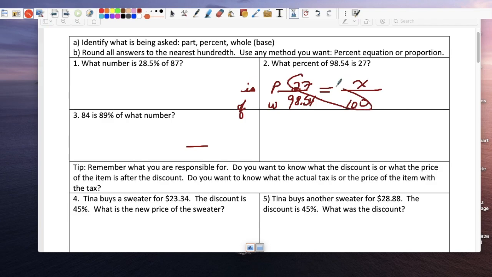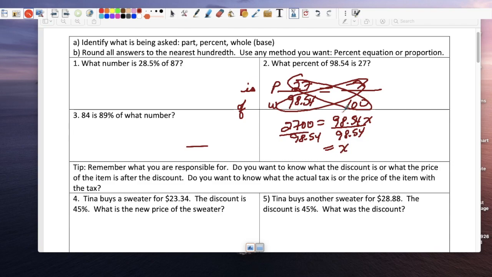So you can cross multiply, and we get 2700 equals 98.54x. I divide both sides by 98.54, and this is going to give us percent-wise 2700 divided by 98.54, which is going to give us 27.4%.